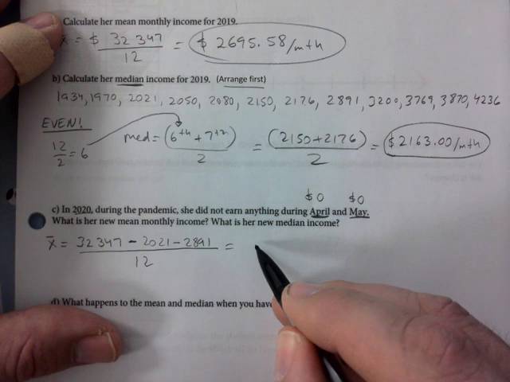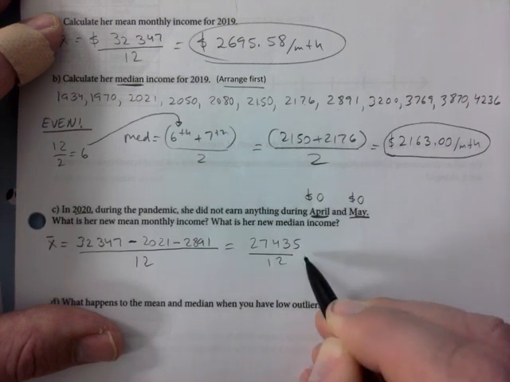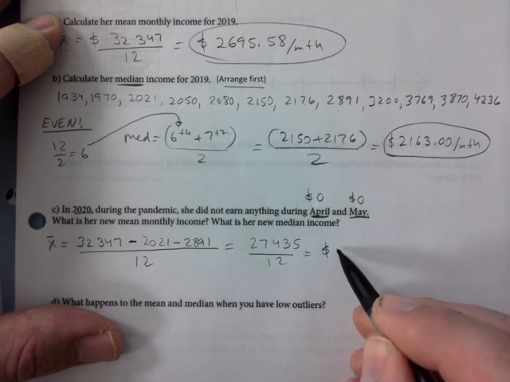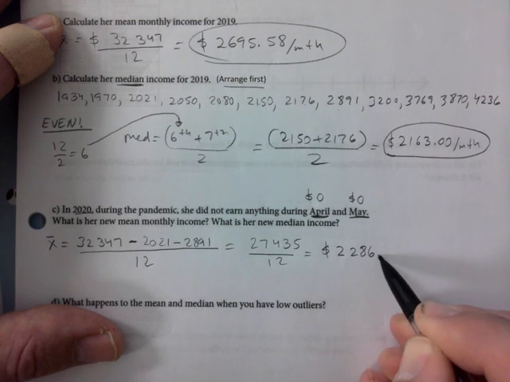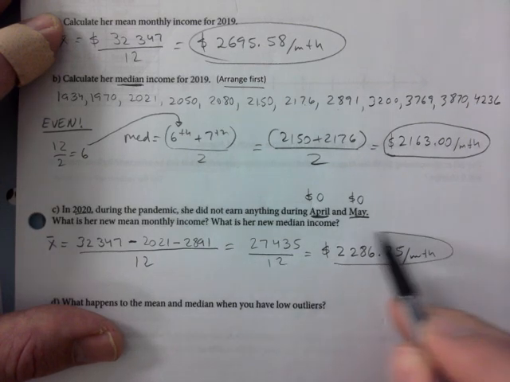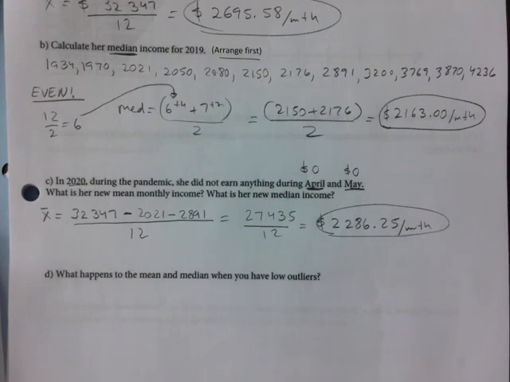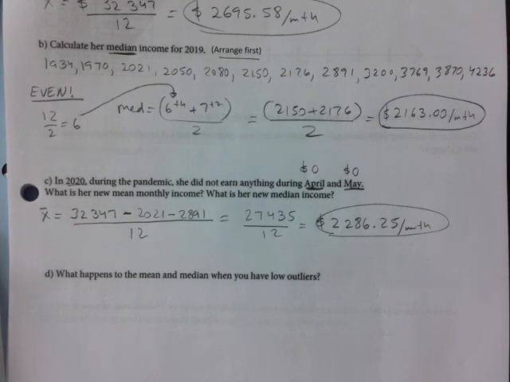That's what I'm trying to say here. So 27,435 divided by 12. That is 2,286.25 per month. This is my new mean. And what is my new median?